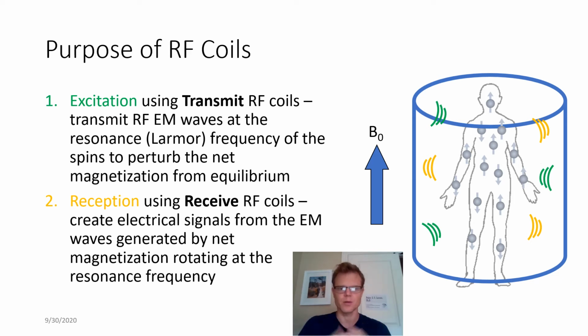And that's then the second purpose of RF coils: the net magnetization rotating creates these oscillating magnetic fields that we're trying to detect in our RF coils. The oscillating magnetic fields create currents in the receive RF coils. Okay, and we'll go into a little more detail about the mechanism by which this occurs.